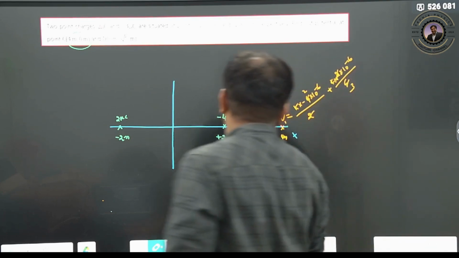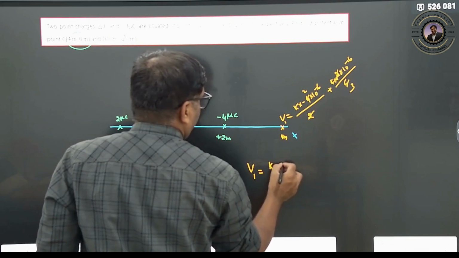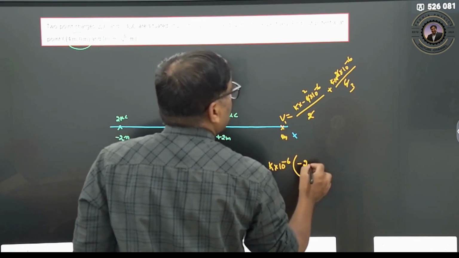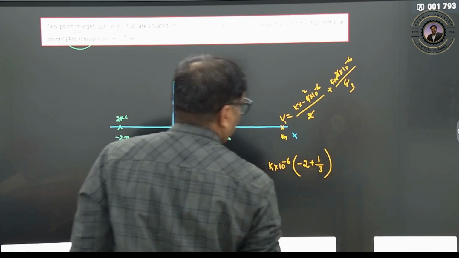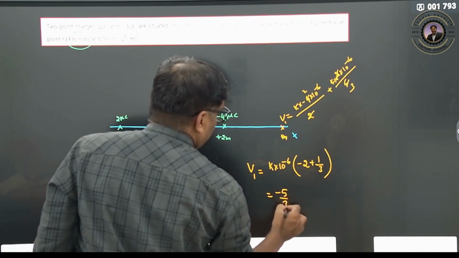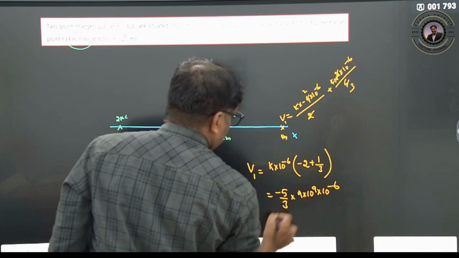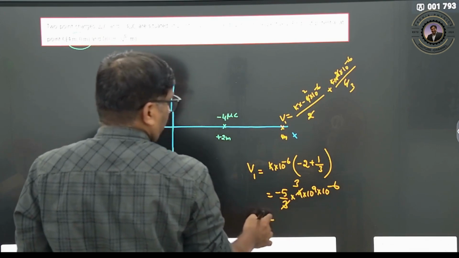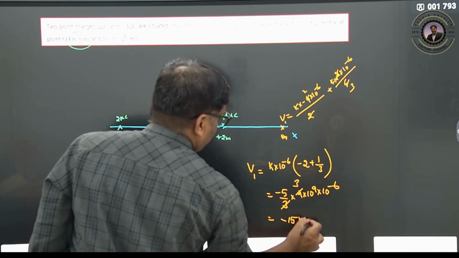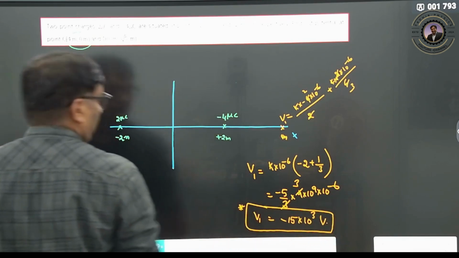So what do we get? V1 equals k into 10 to the power of minus 6 taken common, times minus 2 plus 1 by 3. That is minus 6 plus 1, therefore minus 5 by 3, into 9 into 10 to the power of 9 into 10 to the power of minus 6. The negative potential is larger, so minus 15 into 10 to the power of 3 volts. This is the potential at point 1.